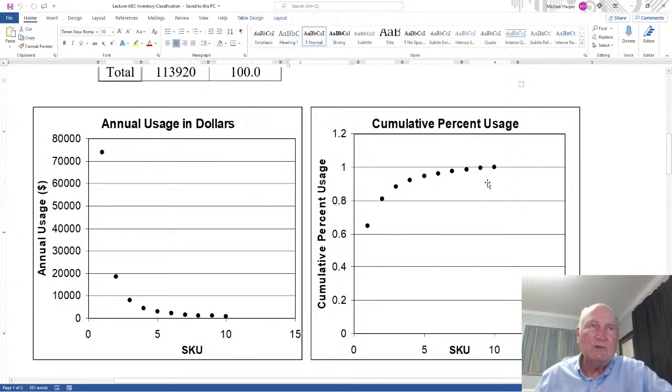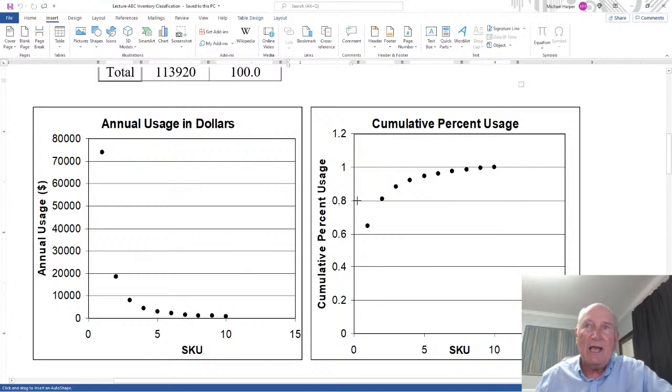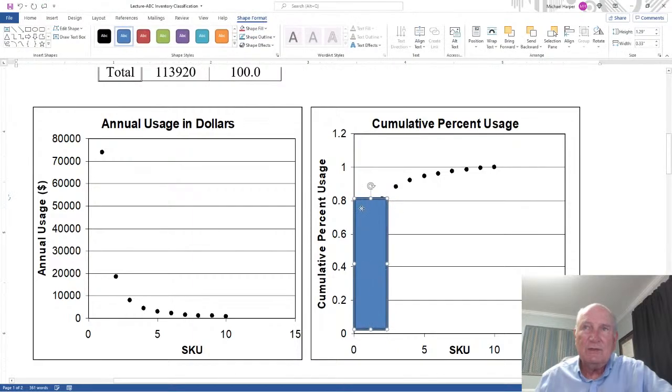But then they say, okay, well, where's my Class A items? Well, they're around 80%. So let's come up here and take this insert, my shape, and take this box here and say 80%. Let's come across here, somewhere around 80%, and come down here. There's my 80% right there. I'll come across here. I could pick that one, or I could pick this one. I'll go up here. I'll pick this one here. Remember, I went a little bit above 80%.